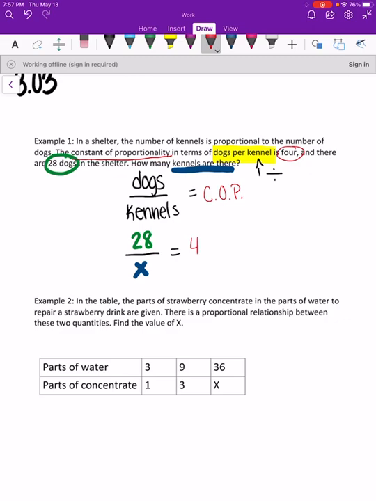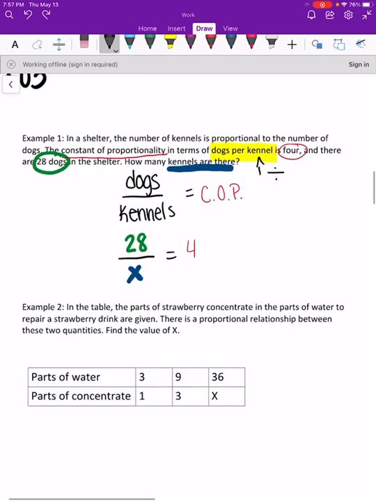So how we're going to do this is, it seems a little backwards at first, but just trust me. I want to get this X out of the denominator. So the opposite of dividing by X is multiplying by X. And remember, we have to multiply by X on each side of our equal sign. So the X's cancel out. And now I'm left with 28 equals 4X.